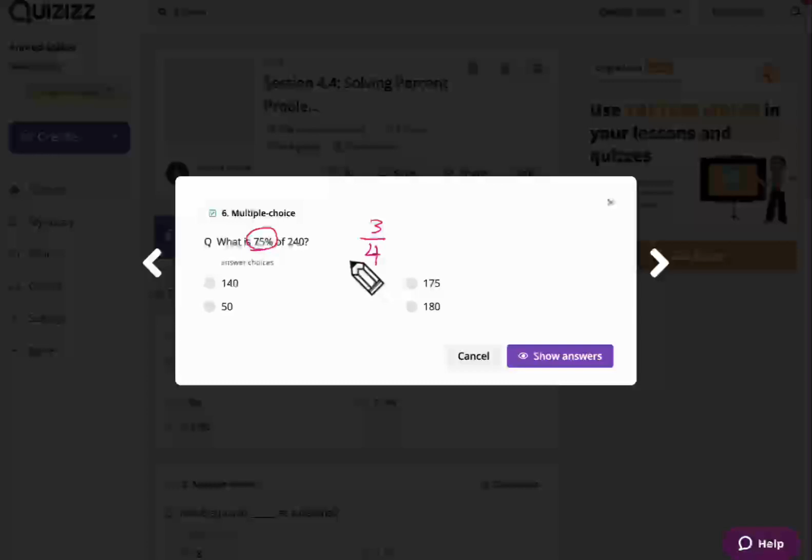Karim, use your mic. The question that I asked you, what is 75% as a fraction? And 75% as a fraction is 3/4. So we need 3/4 of 240. So let's multiply it by 240. So we should divide by 4, then multiply by 3.